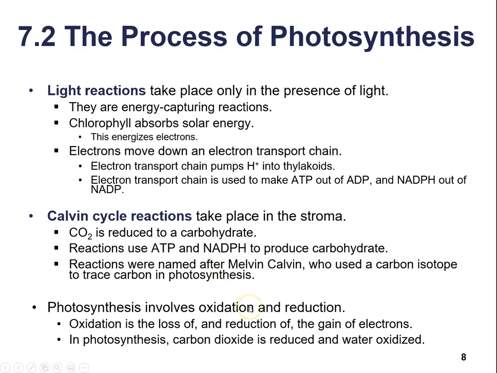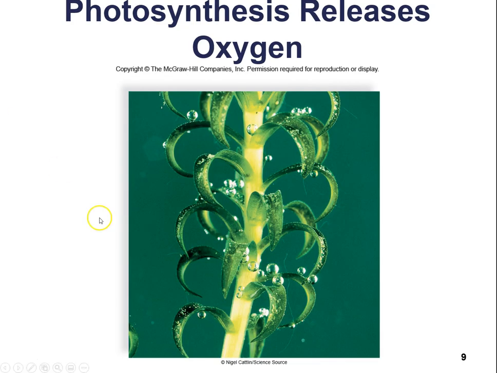If you remember in the last chapter, chapter 6, we talked about oxidation and reduction reactions. A lot of the reactions that occur in photosynthesis involve oxidation and reduction. Remember, oxidation is the loss of electrons or the loss of hydrogens, hydrogen ions, and reduction is the gain of electrons or the gain of hydrogens. In the general reaction for photosynthesis that I showed you in that last chapter, carbon dioxide is reduced and water is oxidized.